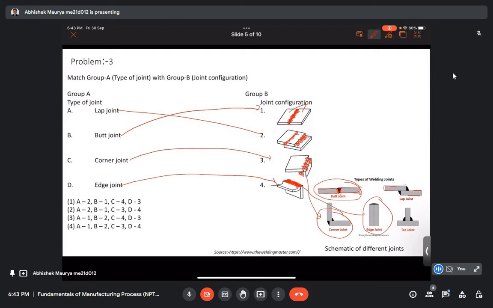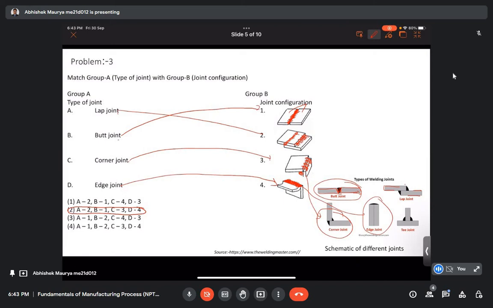And now let's try to find out which is the correct match. A2, B1, C3 and D4. Okay, the correct one is the second one.